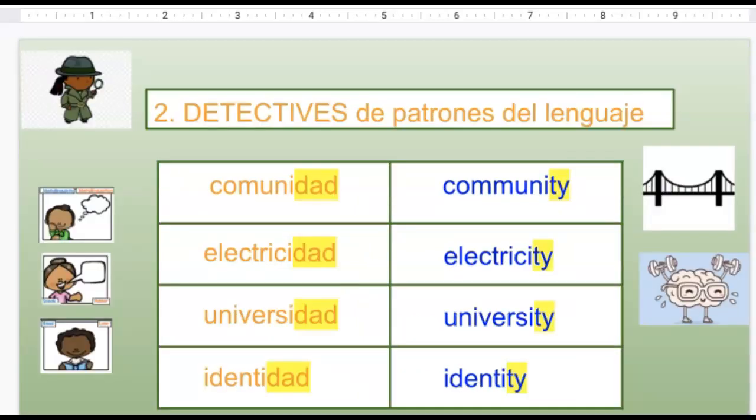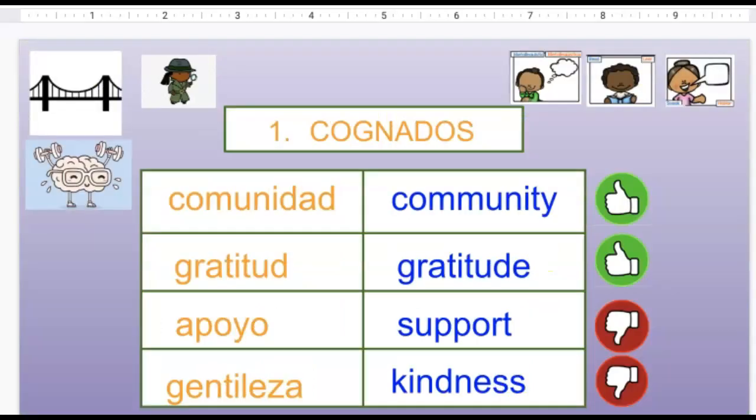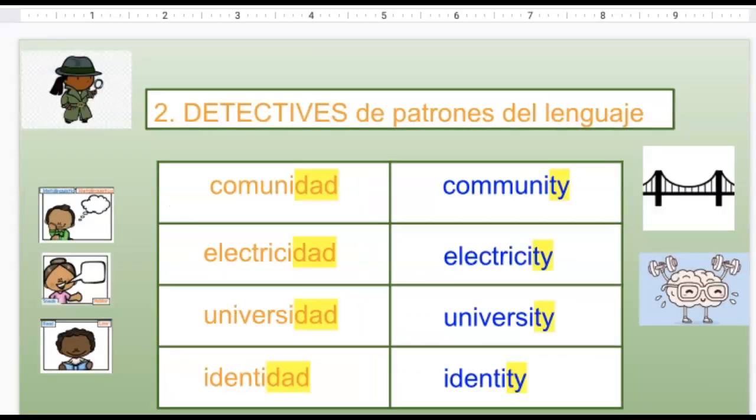Here in this slide, the teacher is asking them to be detectives and find patterns of the language. So here they're learning the endings of the words, and this is an example of a level 2. So he has the first slide, which was just the cognates, and they review the cognates. Now he's going to do a level 2 bridge, and they're going to learn the endings and the differences of the endings and understand the language patterns. And this is going to help students tremendously with their vocabulary building.